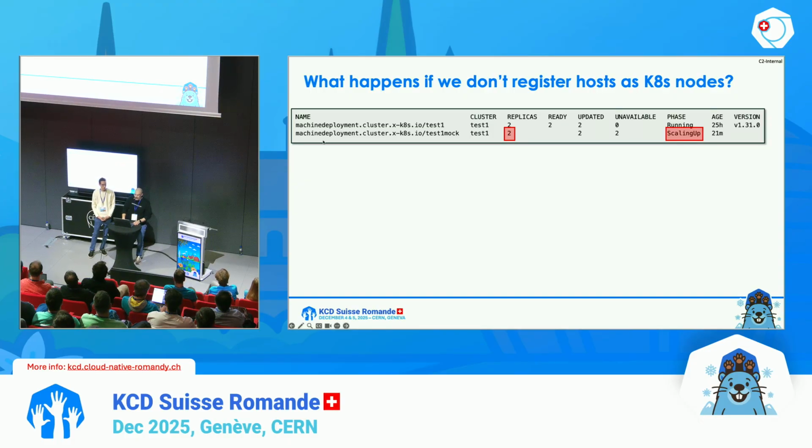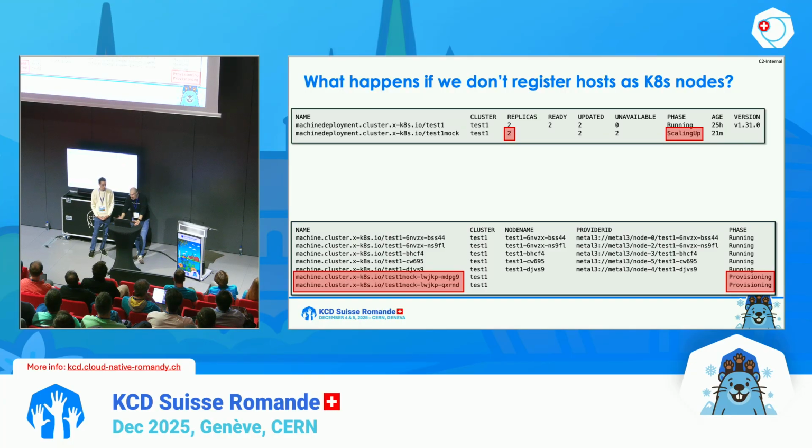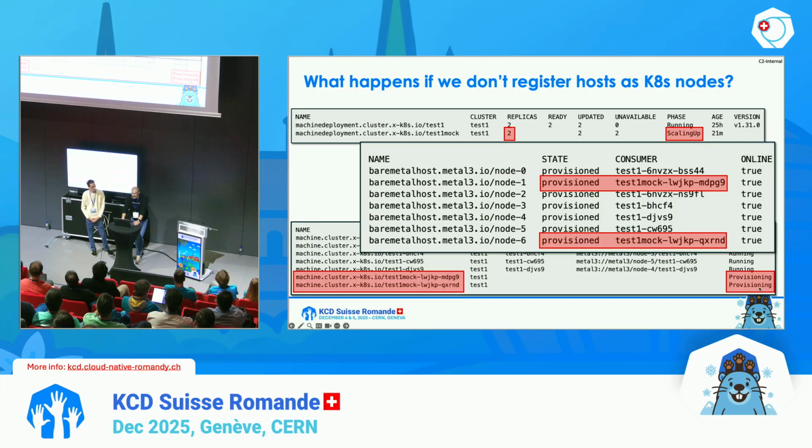Here you see a machine deployment definition where we described 2 replicas. And we see that after 21 minutes, this is still in a scaling up phase. So we said, OK, maybe our hosts are still in a provisioning state. So we looked at the machines, and we said, OK, this makes sense. The phase is still provisioning, as we were expecting. But if we look at the bare metal host, we see that the state is provisioned.